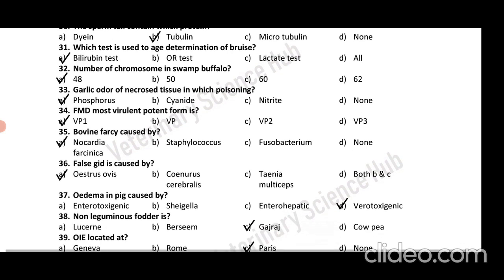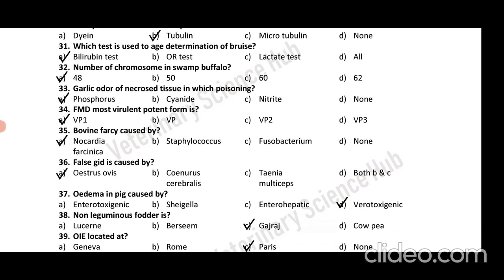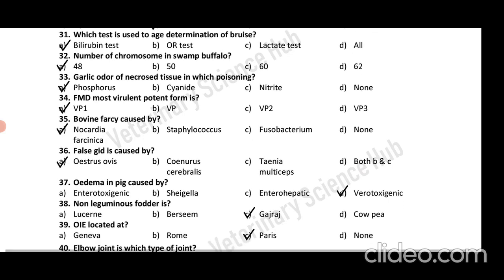Non-leguminous fodder is gajraj. The others are all leguminous fodders: cowpea, berseem, and lucerne. Gajraj is the non-leguminous fodder. OIE, Office International des Epizooties, or the World Organisation for Animal Health, has its headquarters in Paris.